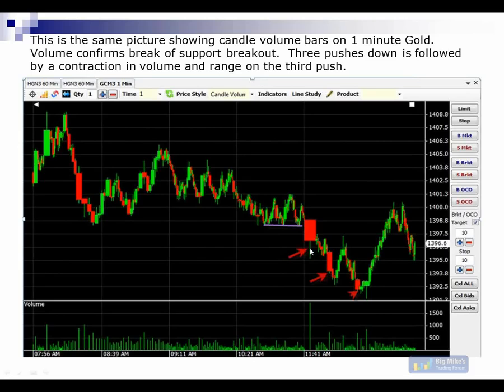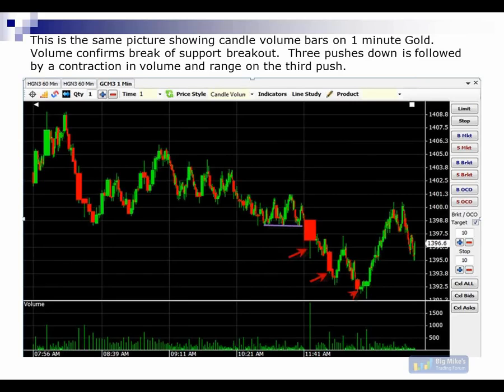So increase in volume, 1, 2, 3. Okay, so we're going to talk about this pattern a lot because it's probably one of the easier patterns for people to recognize. Number one, the volume divergence at the end of the 3 pushes. Number 2, you can see it on 1 minute, 3 minute, 5 minute, 15 minute charts, and as we'll see on daily charts such as that yield chart.